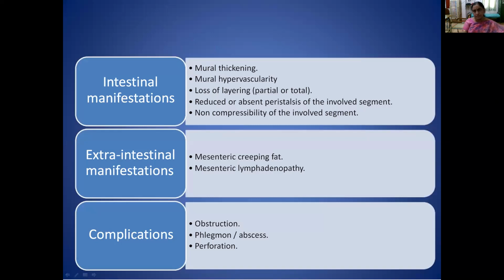One is intestinal manifestations like mural thickening, mural hypervascularity, loss of flaring either partial or total, reduced or absent peristalsis of the involved segment, non-compressibility of the involved segment. These are the intestinal manifestations you can assess with barium follow through examination. Extra-intestinal manifestations include mesenteric creeping fat, mesenteric lymphedema. Complications like obstruction, that is phlegmon or abscess formation, and perforation you can assess with barium follow through.